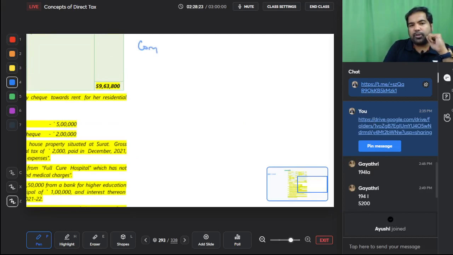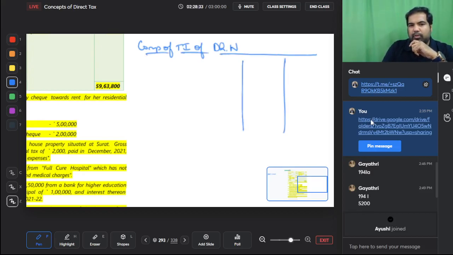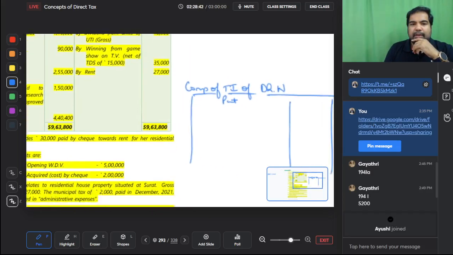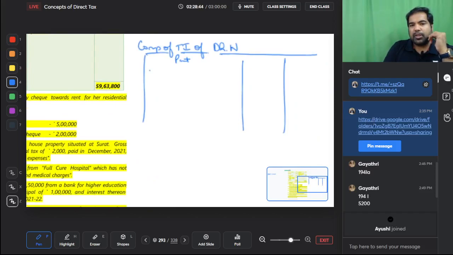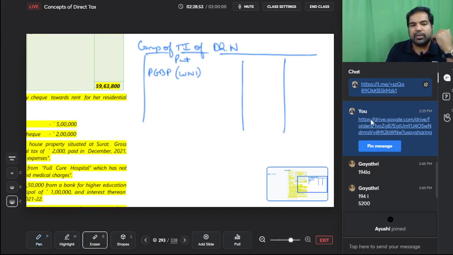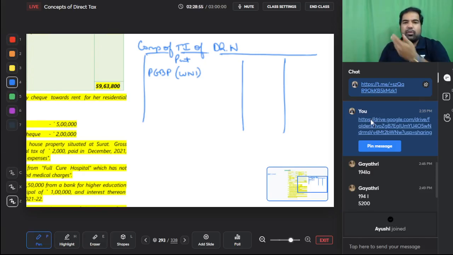You will write computation of total income of Dr. Niranjana for assessment year, previous year, etc. You will make columns for amount and particulars. In particulars, you will write whatever details they've given you, whatever incomes they have. They basically have PGBP, so you will write PGBP and working note 1. If they have salaries, you will write salaries. Of course, you will write in that order only: salaries, then IFHP, then PGBP, capital gains, and working note 1.